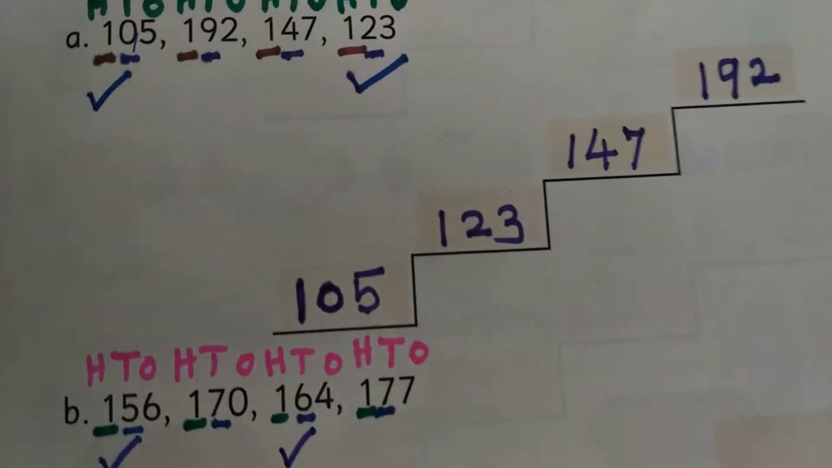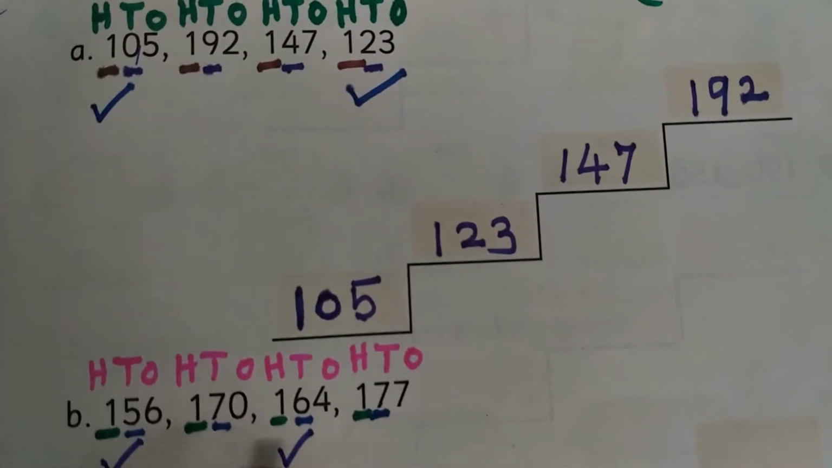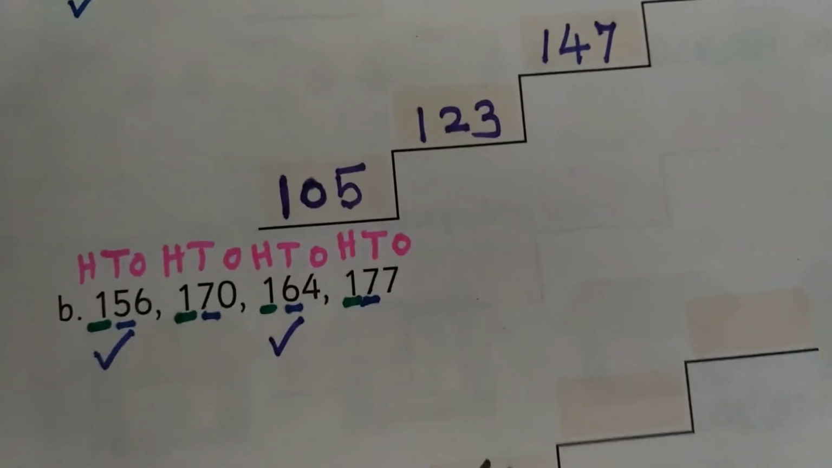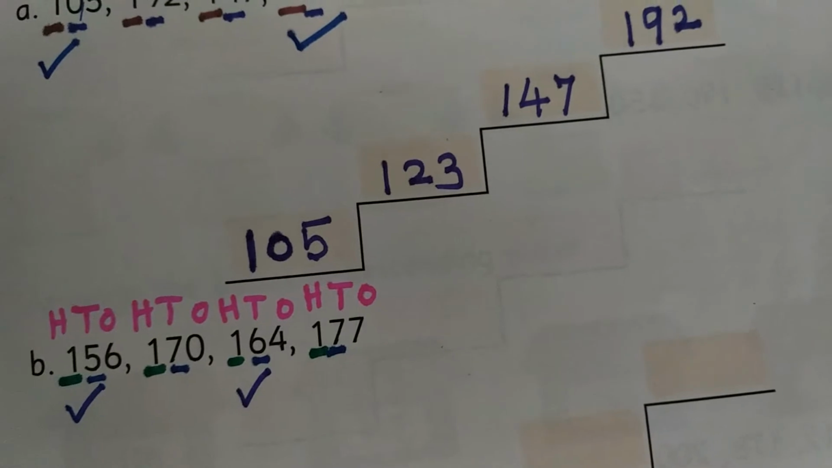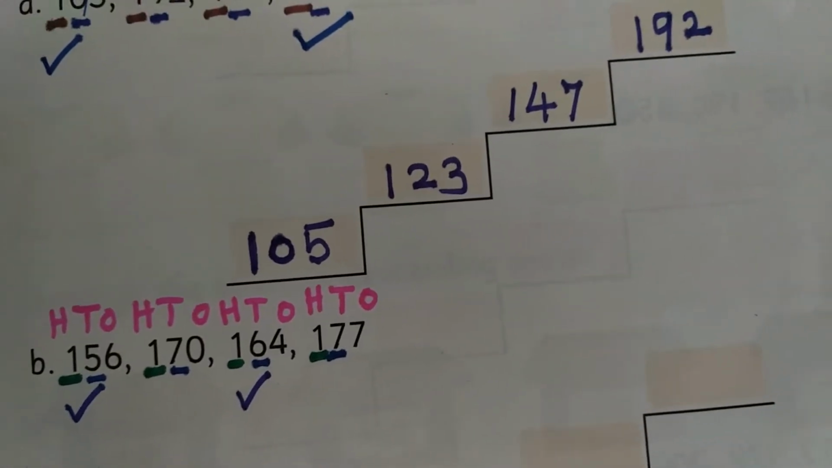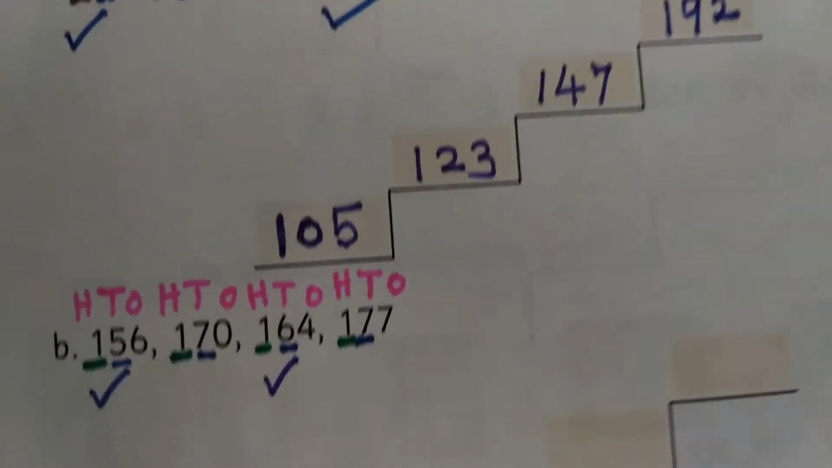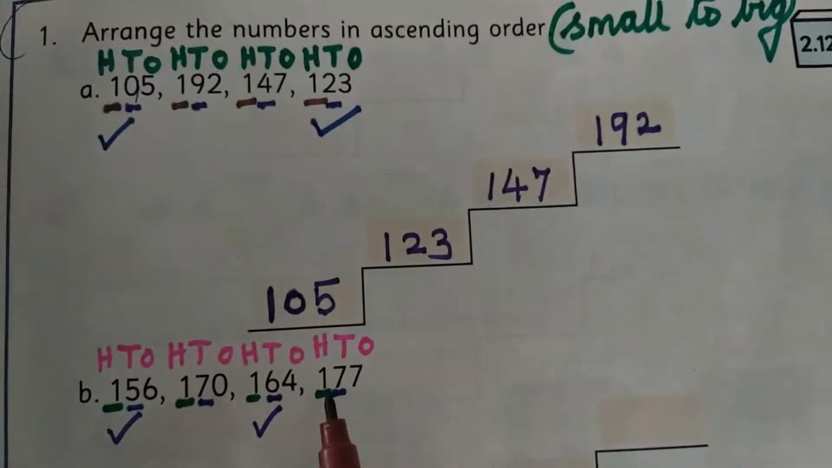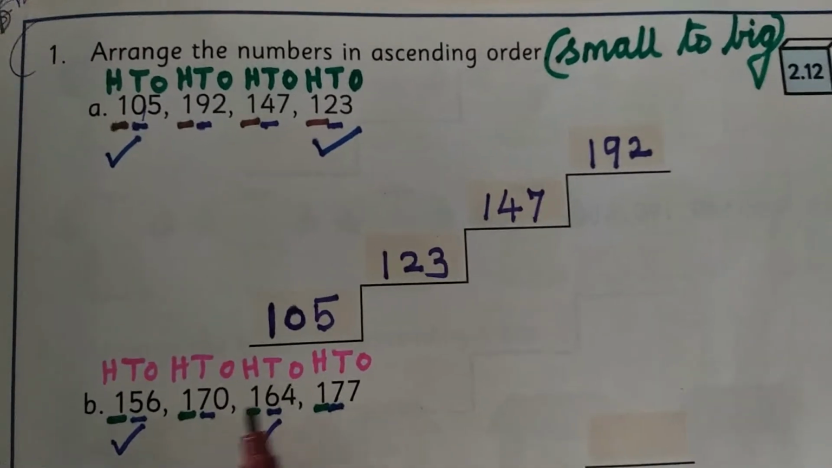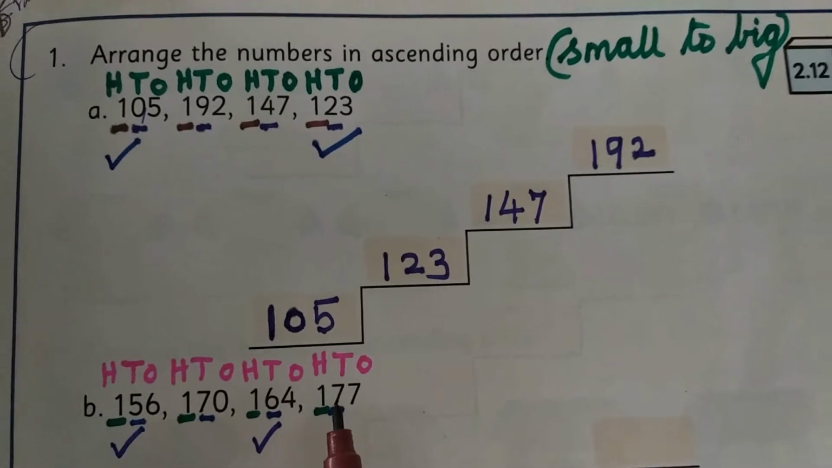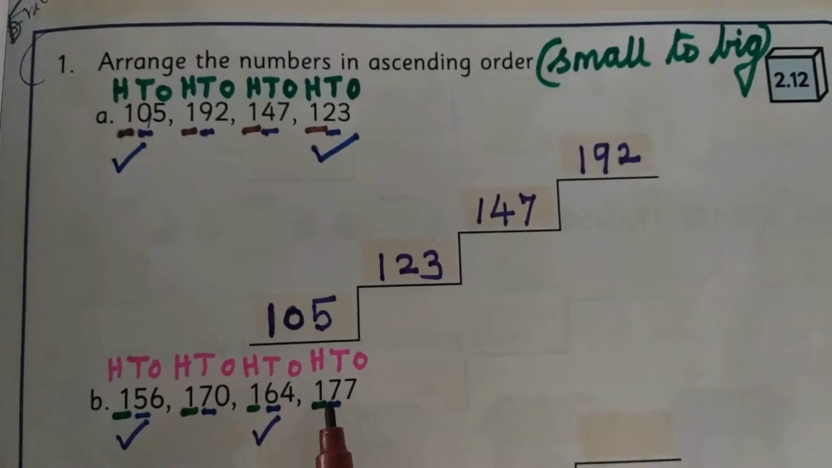Now this number also we have written. Next now we want to compare the remaining two numbers. See here children. The remaining two numbers we have 170 and 177. Here for these two numbers we have same 100. Isn't it? Yes. For these two numbers we have same 100, and tens also same tens we have.